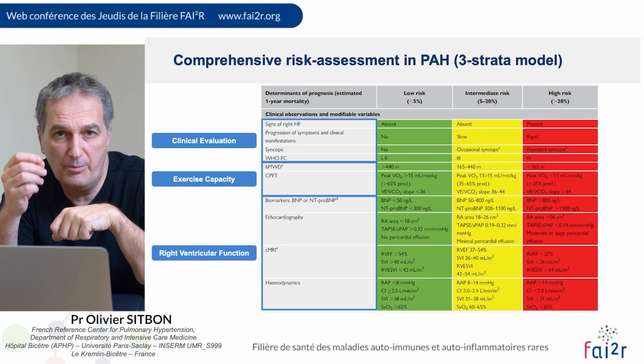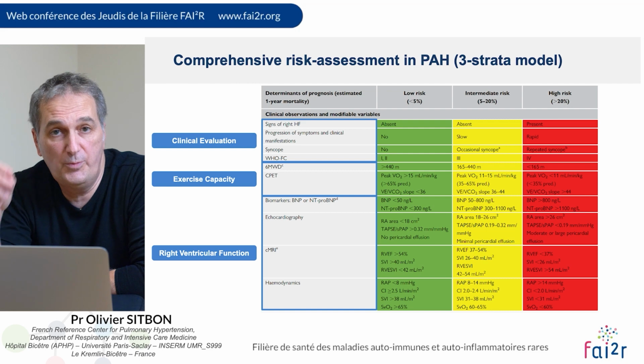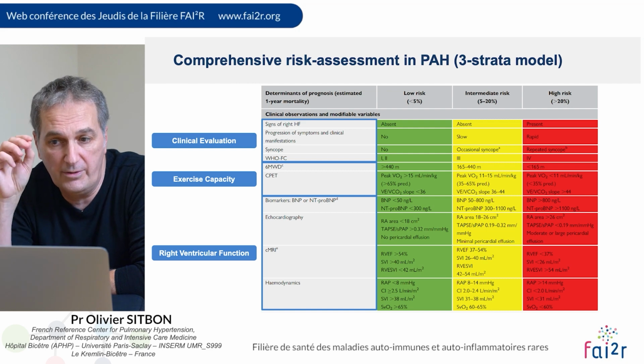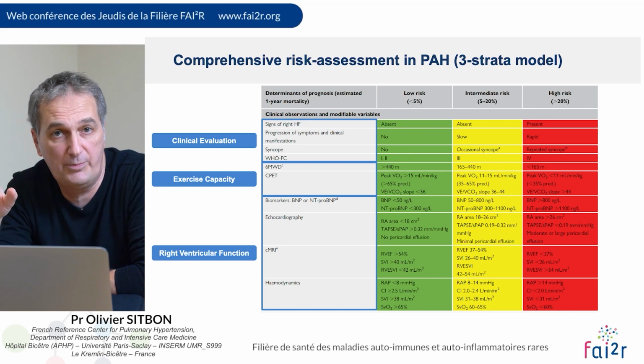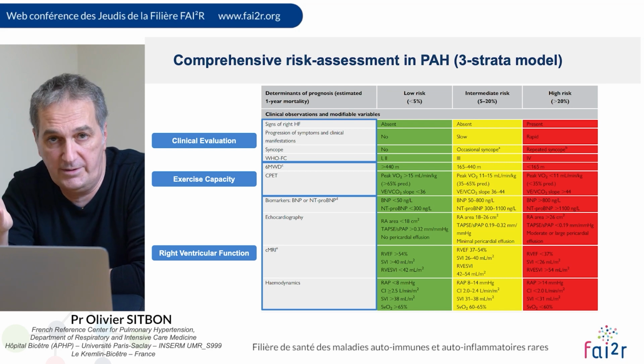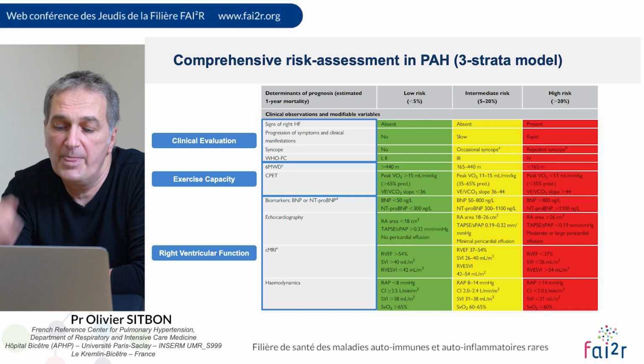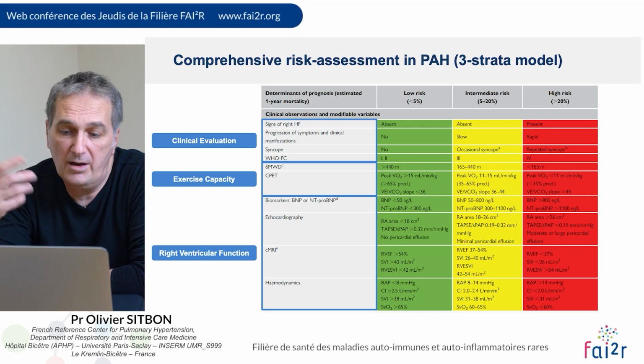we attribute 1 point for each variable in the green zone, 2 points for each variable in the intermediate zone, and 3 points for each variable in the red zone. And we divide the sum by the number of available variables. And with this, we can accurately assess the risk of death at 1 year.